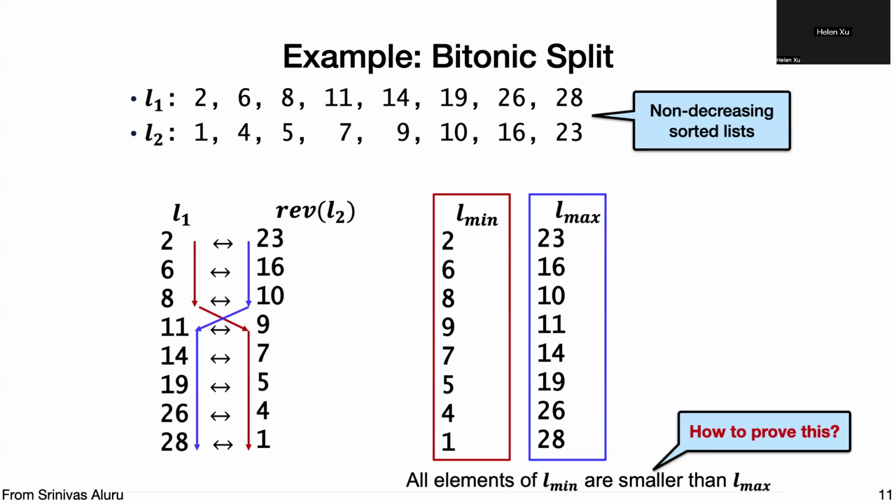I guess any monotonic sequence is also technically a bitonic sequence. It could be considered bitonic even if it's just monotonic, because the other part is just empty. Theoretically, if all elements in L2 were bigger than all elements in L1, then they would just be partitioned in this way, like L min and L max. The other part would be empty, but that would still be fine.